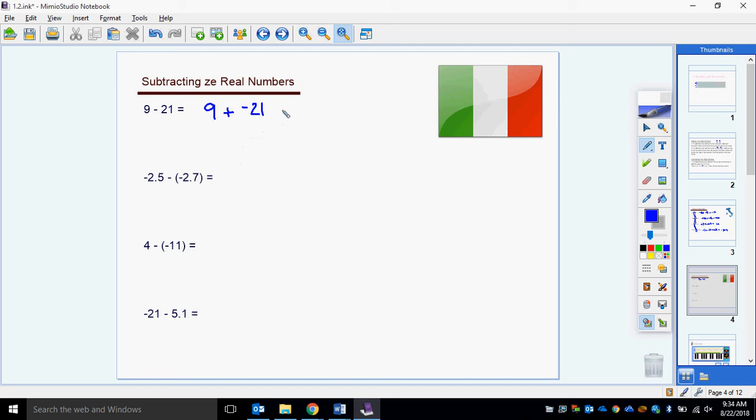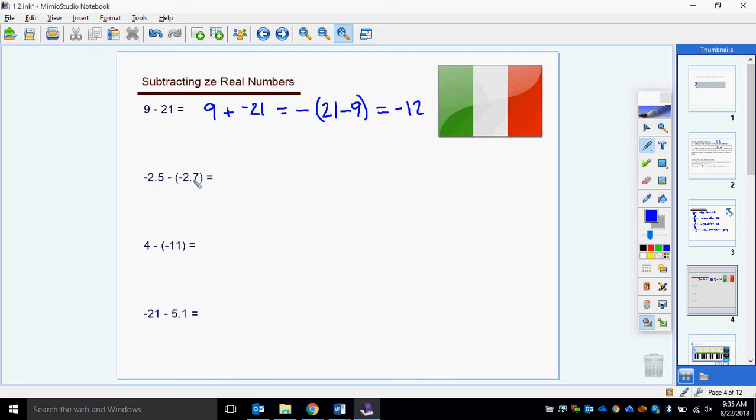Now I'm adding two numbers that have unlike signs. So what I'm going to do is subtract their absolute value, 21 and 9, and I'm going to keep the sign of the higher number. What number is higher, 9 or 21? Oh, that'd be 21, and the sign on 21 was negative, so I want to make sure my answer stays negative. 21 minus 9 is 12, but I tack on the negative.